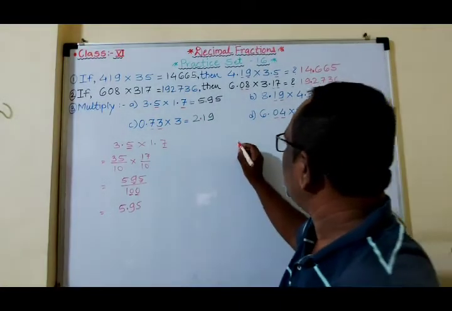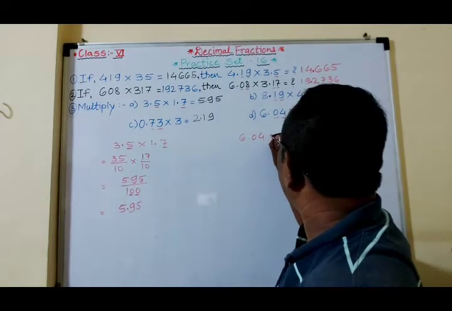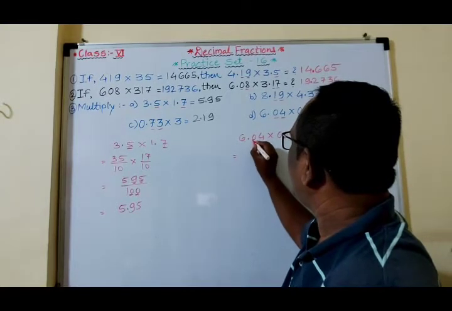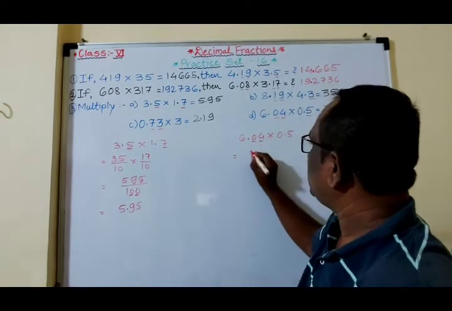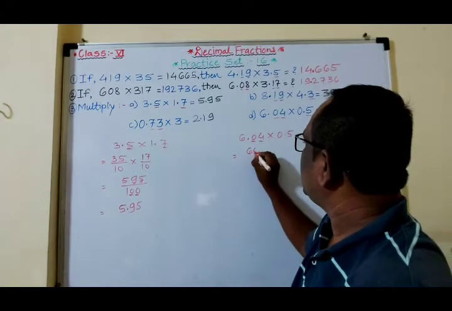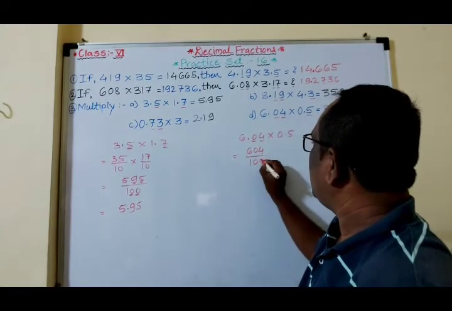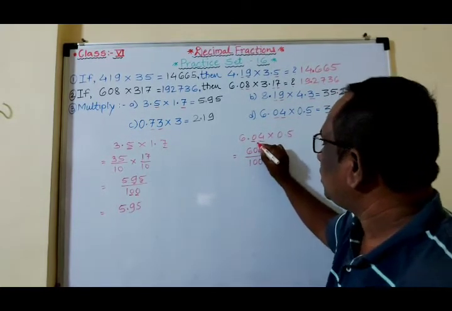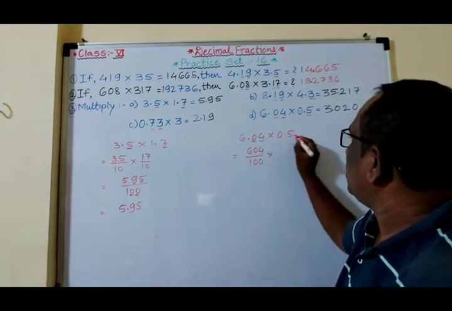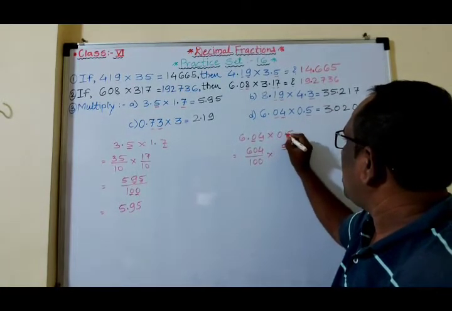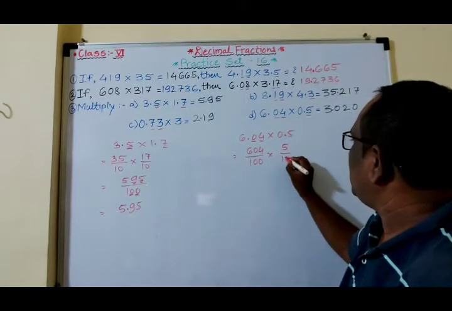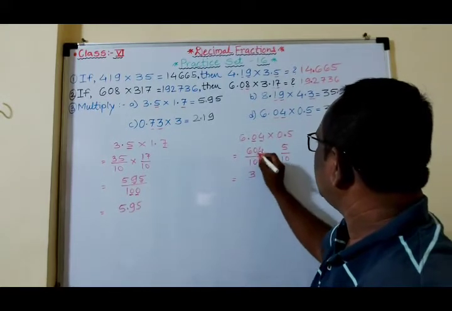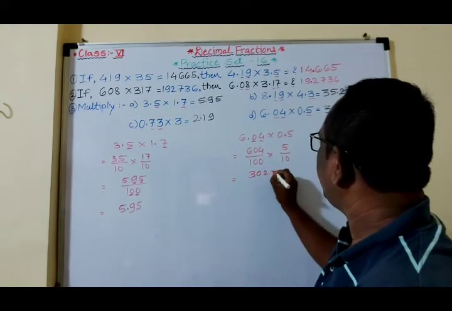Okay, this one we will do: 6.04 multiplied by 0.5. Again we have to convert this. Here after the decimal point two places are there, so the denominator is 100, and the numerator is 604. Then 0.5 means 5, and after the decimal point 1 means 10. Then 604 multiplied by 5 is 3020.